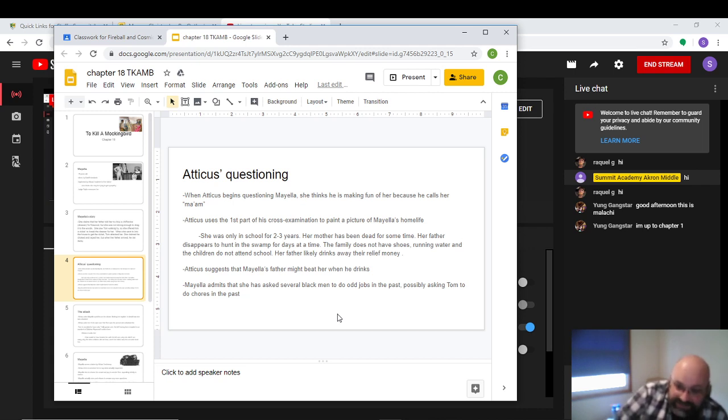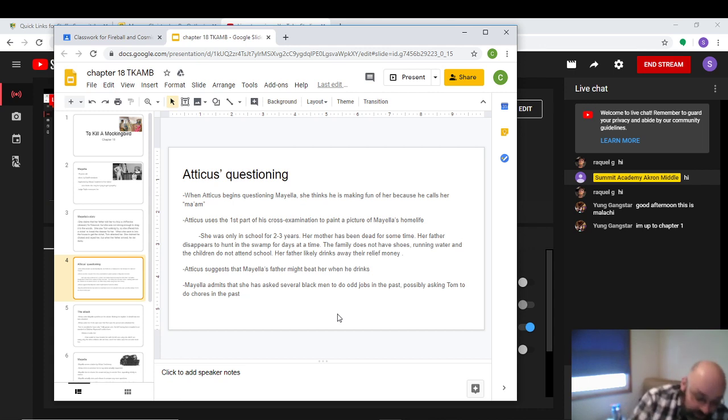So Mayella realizes that Atticus is smart. She realizes that he can be tricky. So she's very hostile when he begins. Very early on in the questioning, she accuses him of mocking her and refuses to answer any more questions. When the judge talks to her, basically what he figures out is Mayella thinks that Atticus is making fun of her when he calls her ma'am and miss. She's never been treated respectfully before.